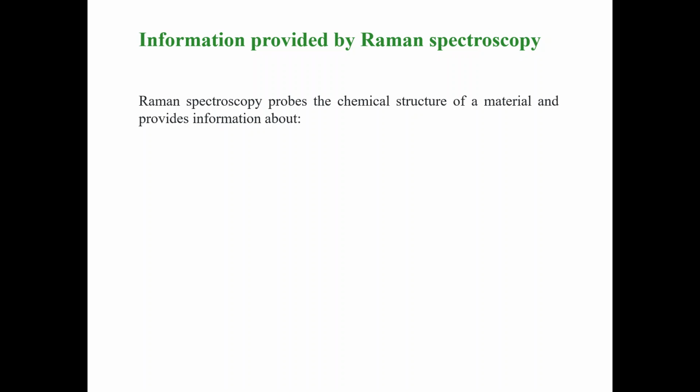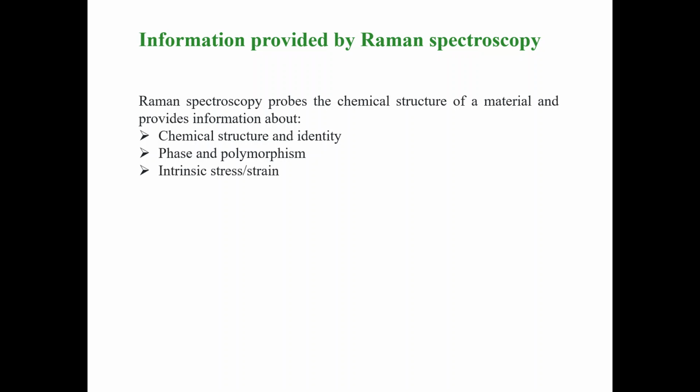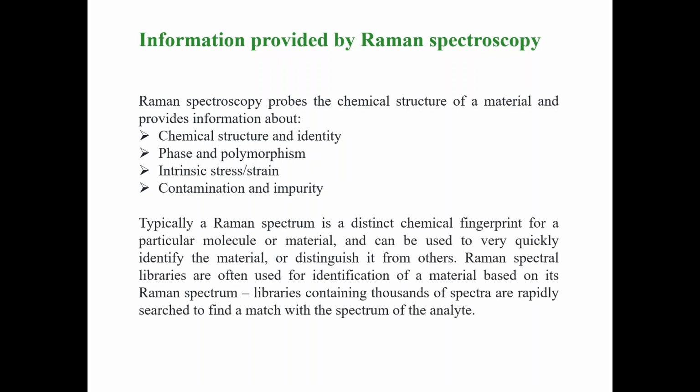People normally ask what kind of information we can get from Raman spectroscopy. Remember, Raman spectroscopy probes the chemical structures of materials and provides information about chemical structure and identity, phase and polymorphism, intrinsic stress and strain, contamination and impurity. Typically a Raman spectrum is a distinct chemical fingerprint for a particular molecule or material and can be used to very quickly identify the material or distinguish it from others.